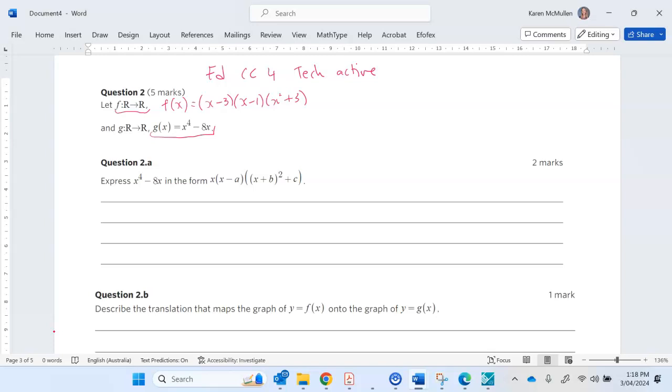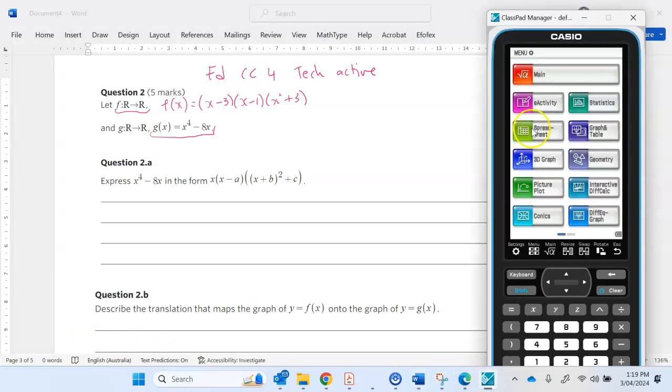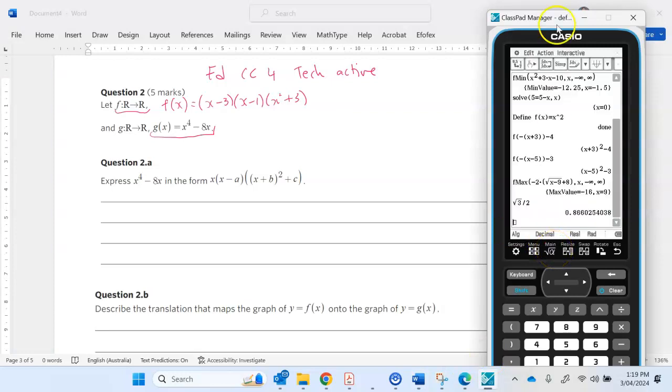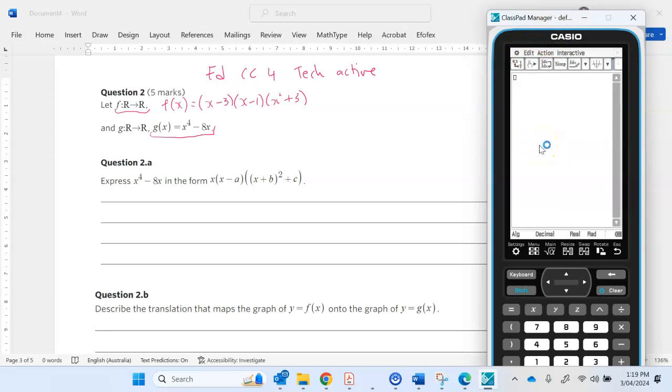So question 2a, express x to the power of 4 minus 8x in the form blah, blah, blah. You can see it's been factorized. It's quite a long one to do by hand, so let's just see how far we can get on the calculator. I might just clear everything. When I did this before, it closed my calculator down. Oops, what am I doing? I didn't mean to do that.